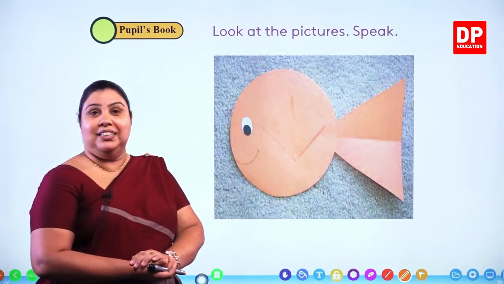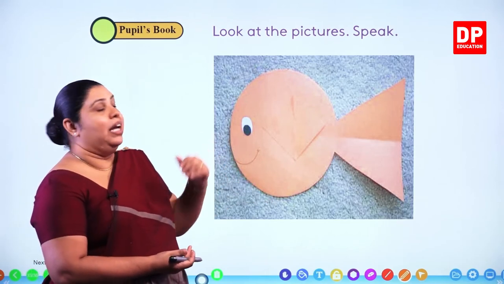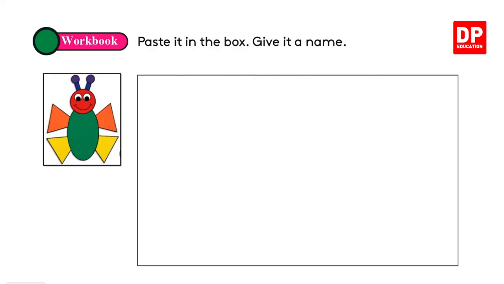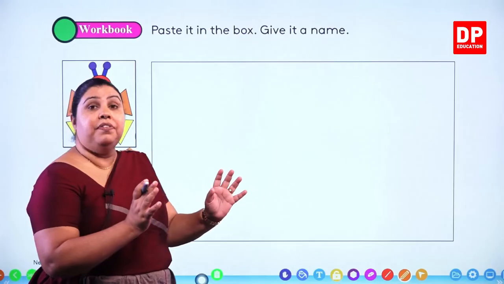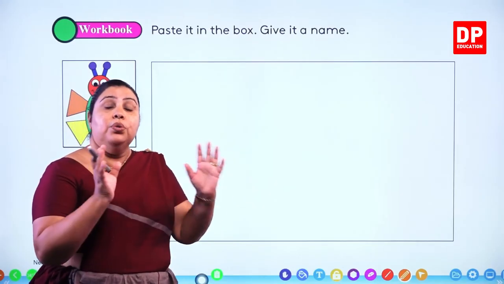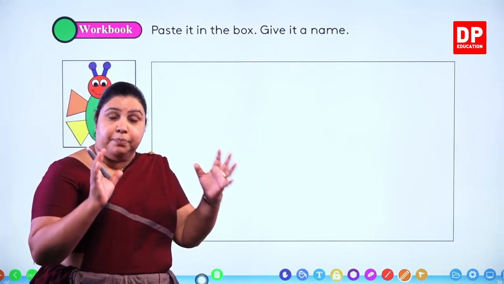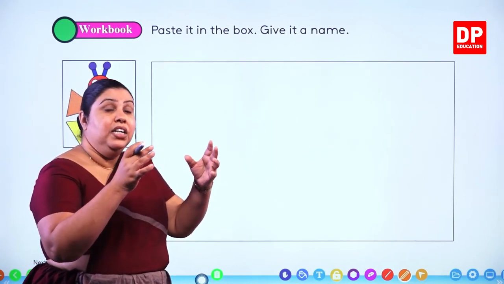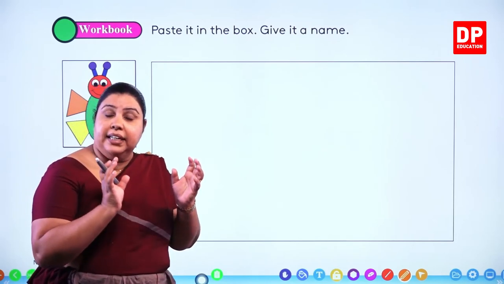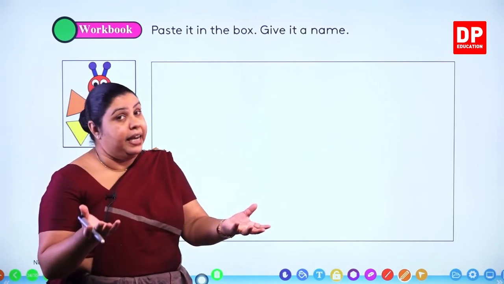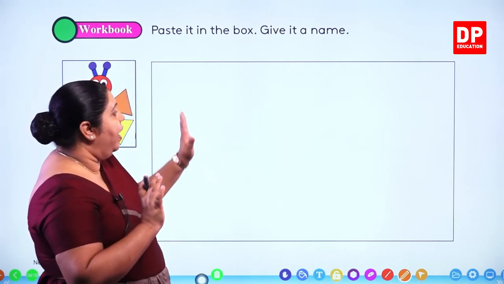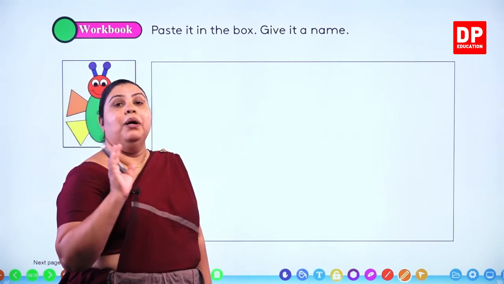Now what we have to do now, here in this workbook activity, you have to paste whatever you have made using different types of shapes. I gave you some ideas. You have to make an animal, a little bird or an insect or whatever, and you have to paste it here. You must paste it.